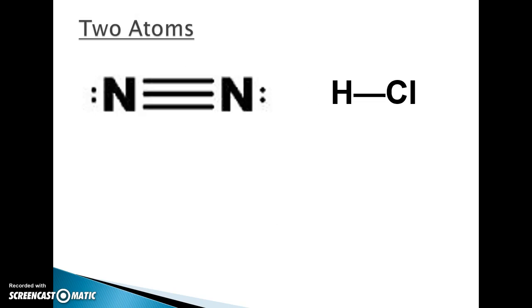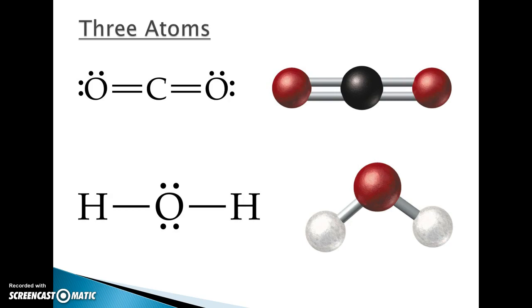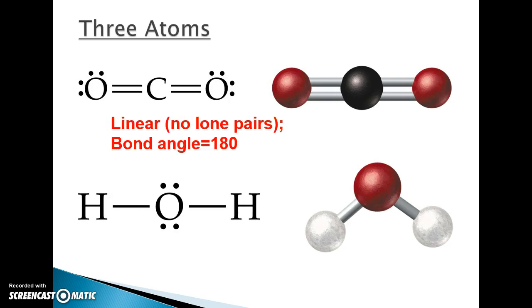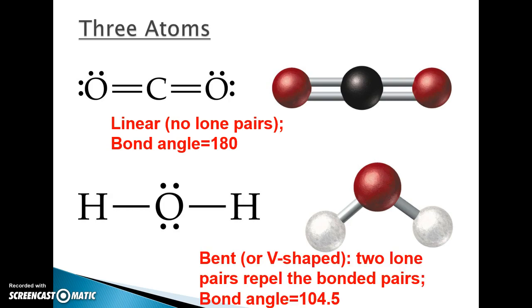Okay, now if we have 2 atoms and that's it, there's only one thing they can be. They have to be linear. Okay, it's the only option. We can't have any kind of crazy curved bond. If we have 3 atoms, though, we have 2 other options. Now, when we look at carbon dioxide, we see that there's no lone pairs in the central atom. Okay, so this is going to be linear, and it'll have a bond angle of 180 degrees. Water, on the other hand, has 2 lone pairs in the central atom, and these are going to repel the bonded pairs. Okay, so the bond angle here would be 104.5 between the 2 bonds.